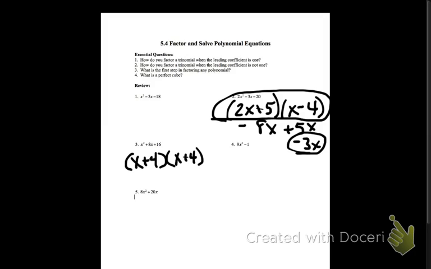Number 4, there's only 2 terms. And with 2 terms, we talked about patterns. The only pattern we talked about in Chapter 4 was the difference of 2 squares. So far I'm good because it's a difference. It's a subtraction sign in there. I also noticed that 9x squared is a perfect square and 1 is a perfect square.